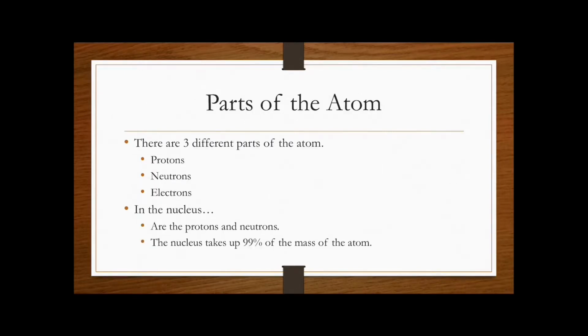So we're going to talk about 3 different parts of the atom, and I'm sure you have talked about these before, but I'm going to probably give you a little bit more detail than you may have learned in the past. So the 3 different parts are the protons, neutrons, and electrons. And as we have learned, there is a nucleus in these atoms, and inside that nucleus we have protons and neutrons. And something you may not have known, the nucleus makes up 99% of the mass of an atom. So electrons take up 1% of that mass.